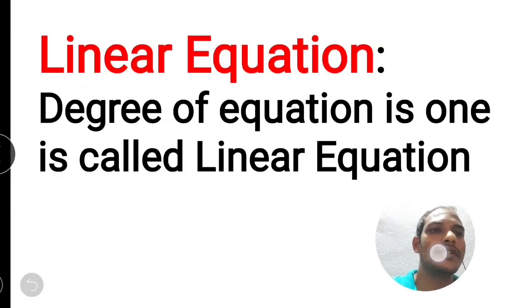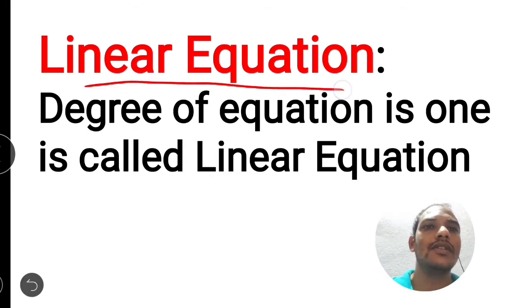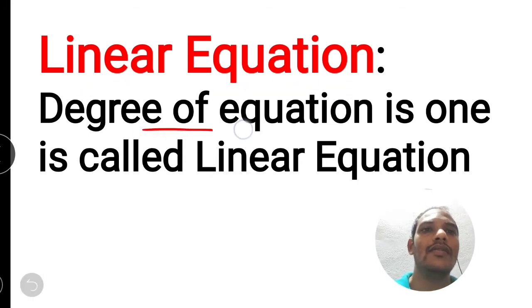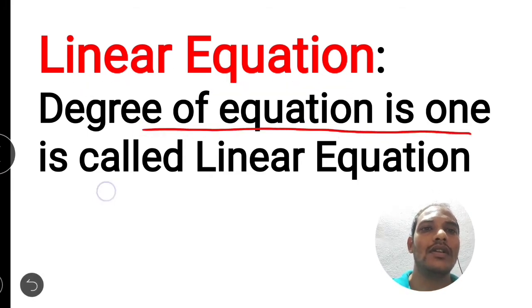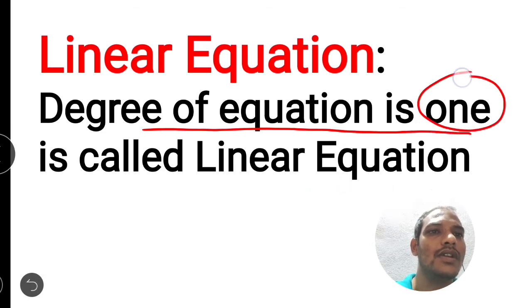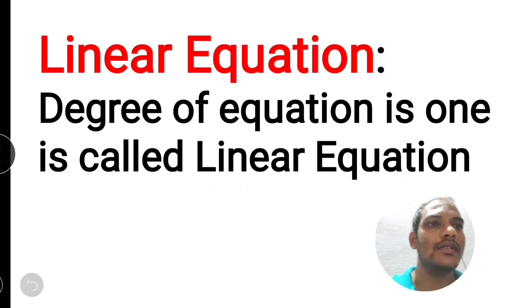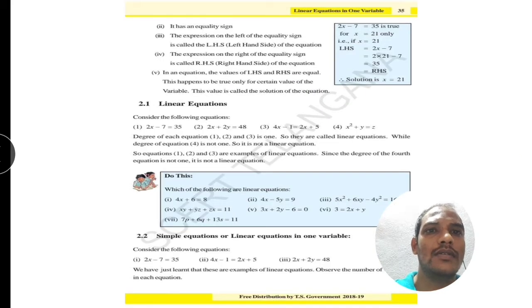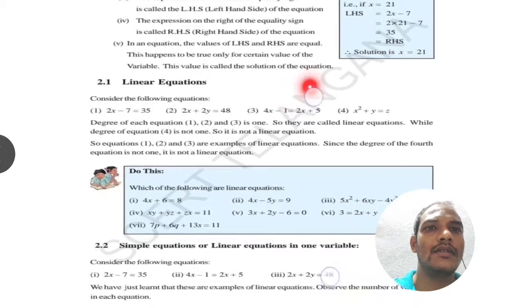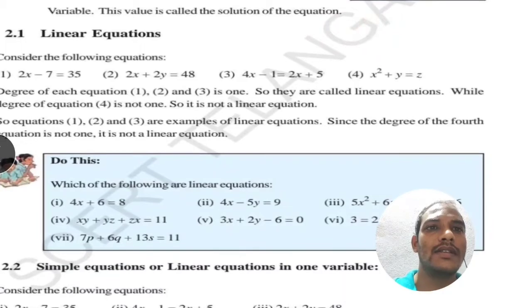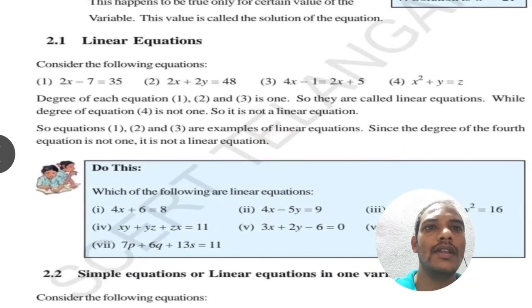The next definition is linear equation. An equation whose degree is 1 is called a linear equation. Let's see some examples. On page number 37, the book gave some examples related to linear equation.